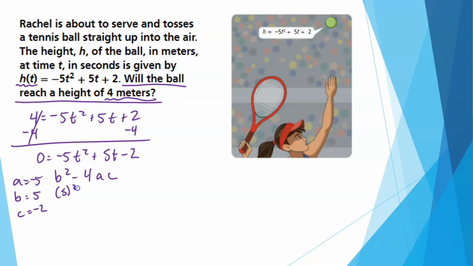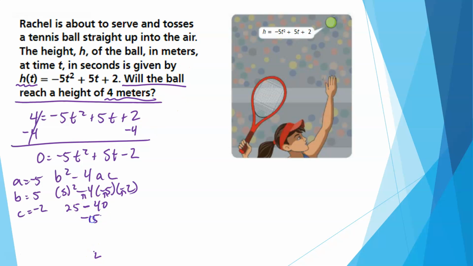Plug in 5 for b: 5 squared minus 4 times -5 times -2. 25, I have a negative, and a negative. 3 negatives multiplied together gives me a negative. And when I do 4 times 5 times 2, I get 40. Oh dear, what happened there?